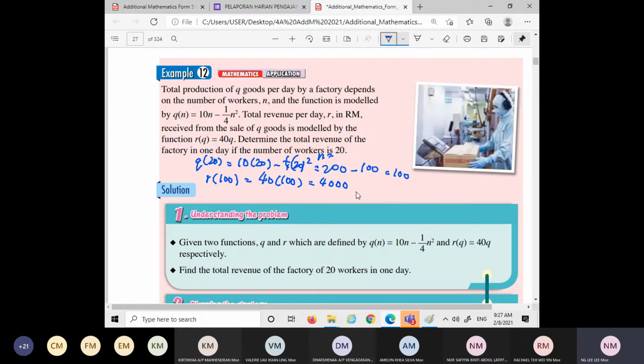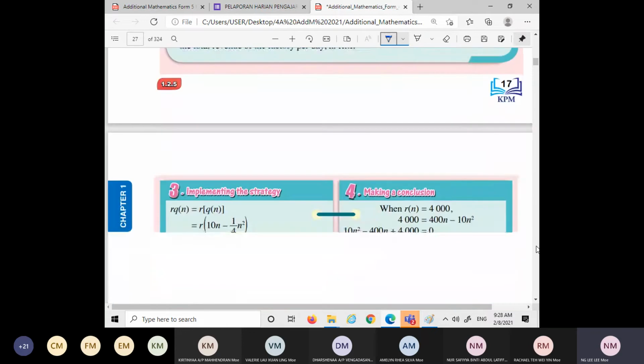If the question didn't ask in this way, let's say the question asked for the composite function, and then only asks you to find the R when the number of workers is 20, you must write out the composite function. Let us see one question here.